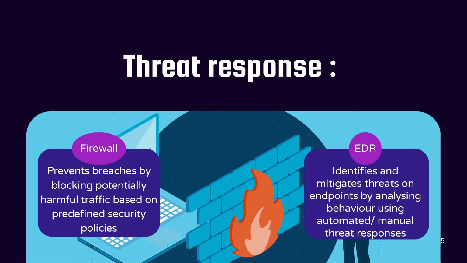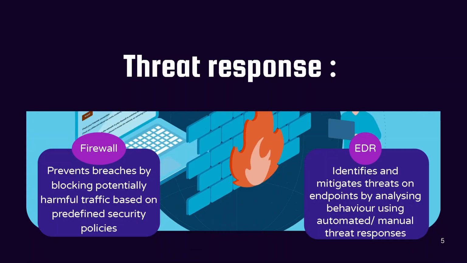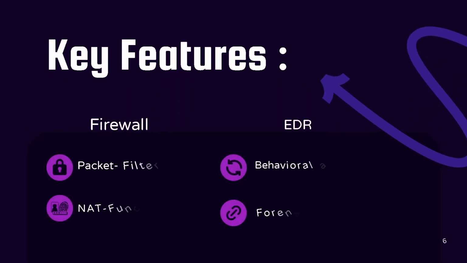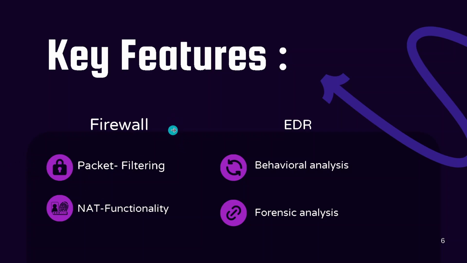So that is as far as threat response is concerned for firewall and EDR. Moving on to the next, now this is the main thing. What are the key features of these two? The key feature of a firewall is packet filtering. Like I told, it's a strainer, so it strains all the harmful packets and prevents them from causing any harm to the endpoint user.